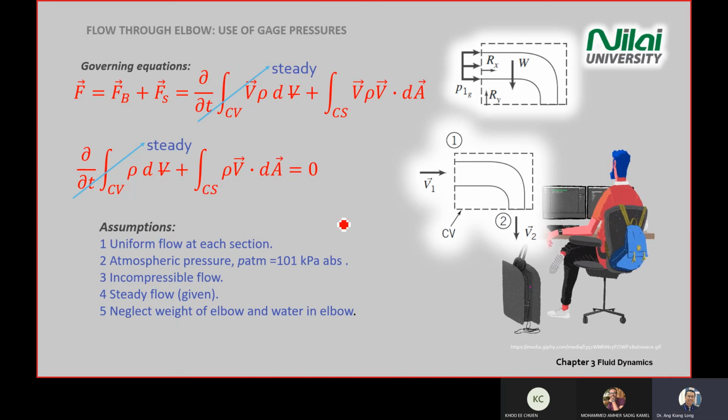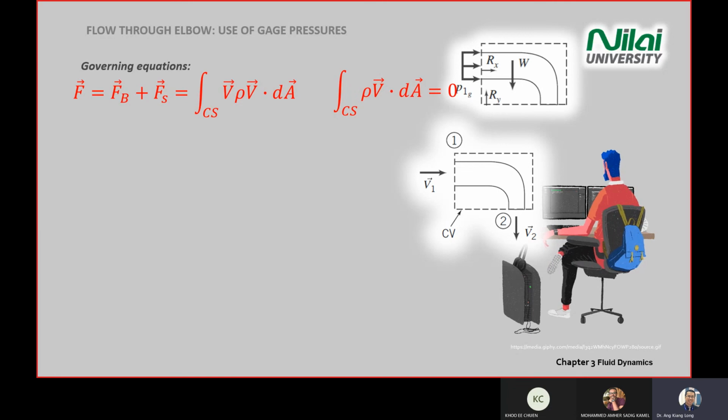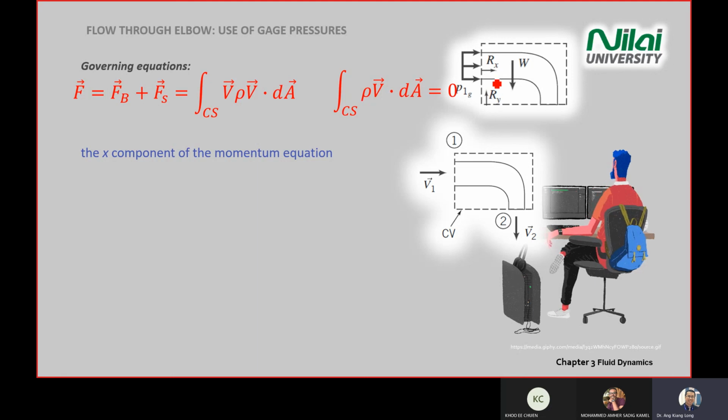After that, you further simplify the equation. Your momentum equation only has the control surface component. Your continuity equation also has the control surface term only. Then in this case, because we are looking at the reaction force at point 1, we have x and y directions. So we consider the x component, then we see what happens.